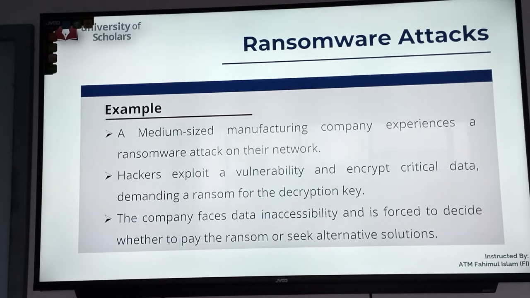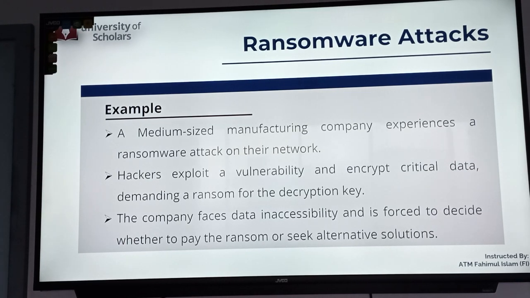So a medium-sized manufacturing company with a significant online presence and sensitive intellectual property falls victim to a ransomware attack. The attackers exploit a vulnerability in the company's network and manage to infiltrate their systems. They encrypt critical data, rendering it inaccessible to the company, and demand a hefty ransom to provide the decryption key.